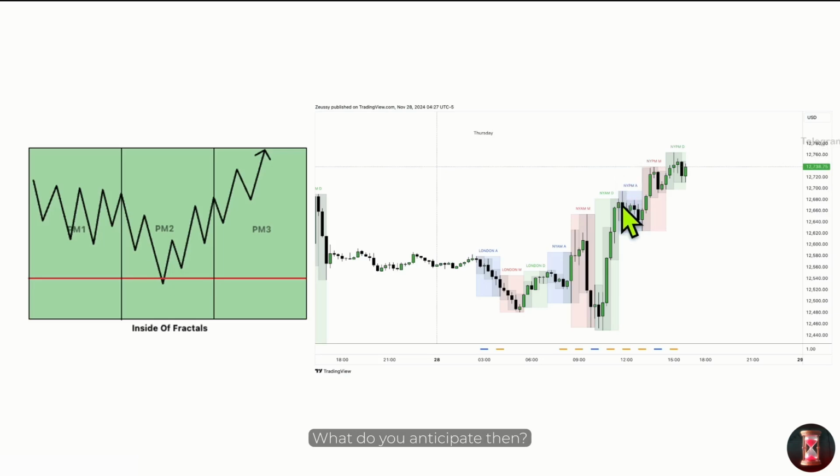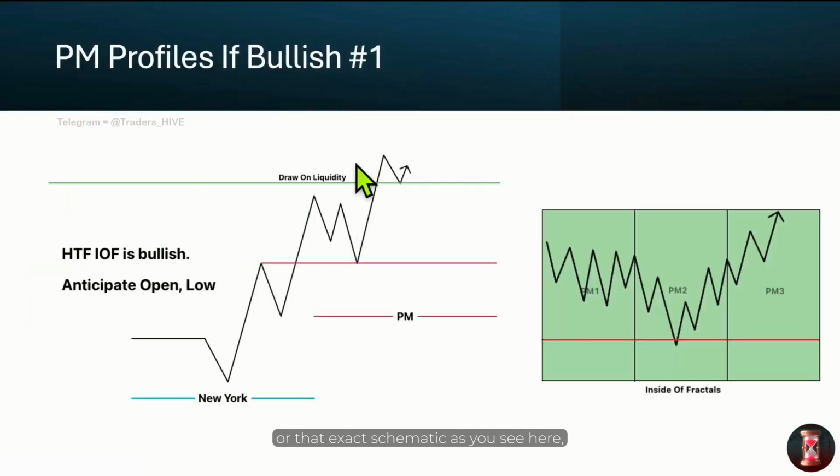What do you anticipate then? That the fact that we take out the morning session high and then drop lower is the engineering of new buy side liquidity. And this is what I mean when I say to you, when I teach you these delivery profiles, you need to allow for some room. Meaning, don't just think it has to be that exact delivery profile or that exact schematic as you see here, where the morning session stops in advance of the draw on liquidity, and then we must see the market run to that right away when the PM session opens.